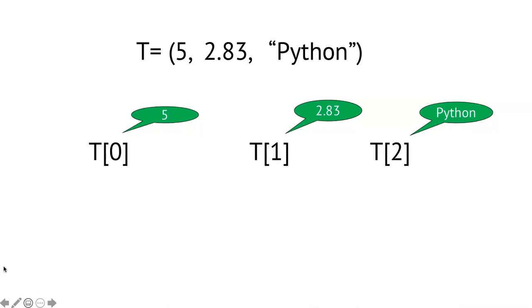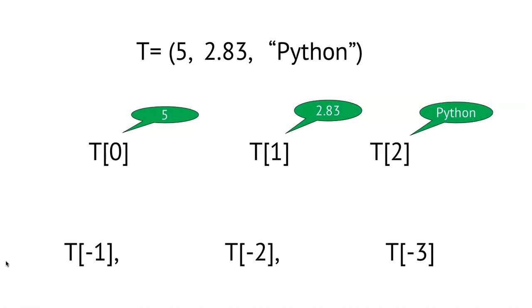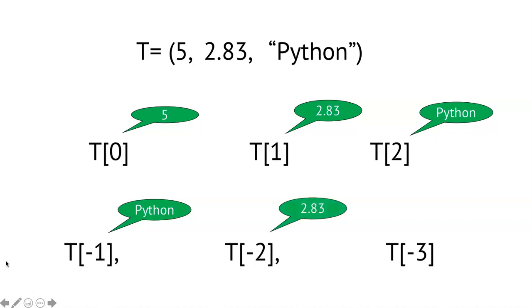Indexing can be applied on a tuple by negative numbers also. So it will have T of -1, T of -2 and T of -3. T of -1 will return the last element of the tuple. So Python. And T of -2 will give the second last element of the tuple. So 2.83. And T of -3 will give the first element, that is 5.